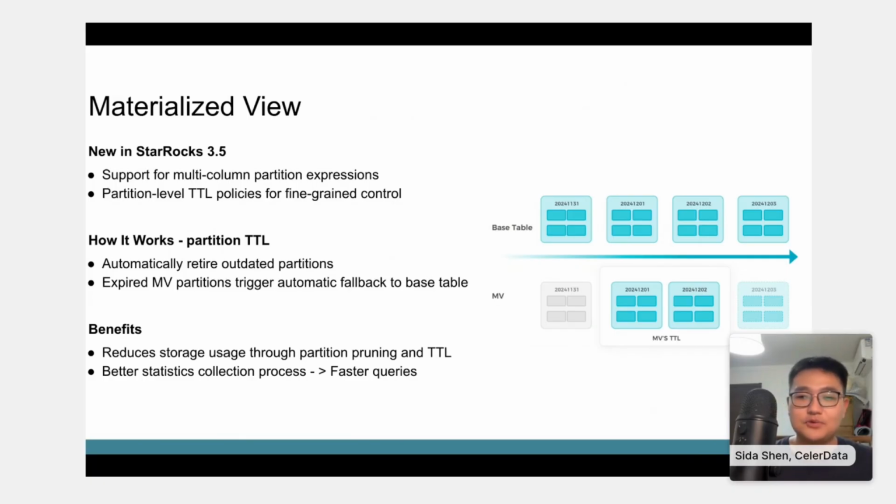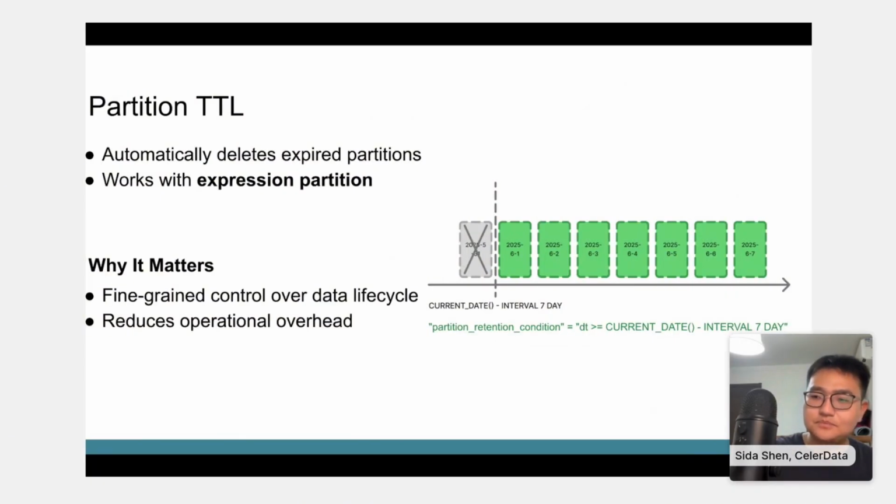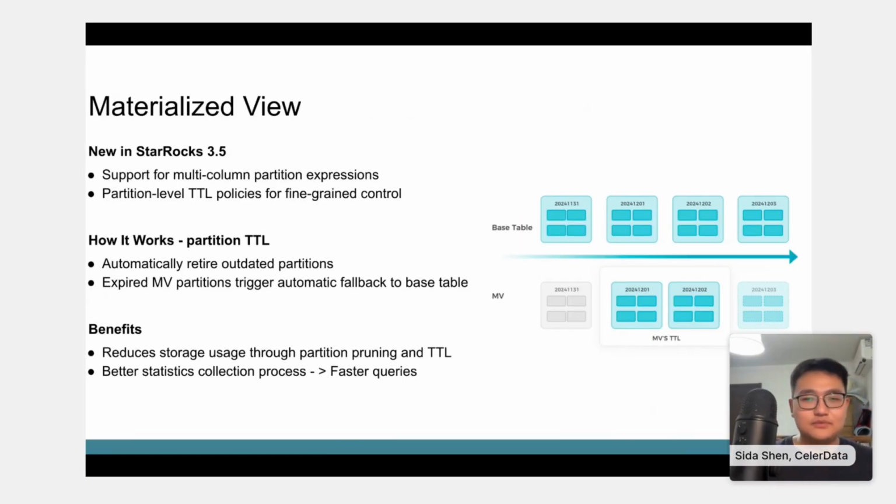So you can set a condition, and if that condition is met, expire that partition. It automatically retires the outdated partitions. And if a partition is gone, it's not there anymore, the MV is going to go to the base table, query the raw data, and do a union with whatever the MV still has, and still give you the correct results.